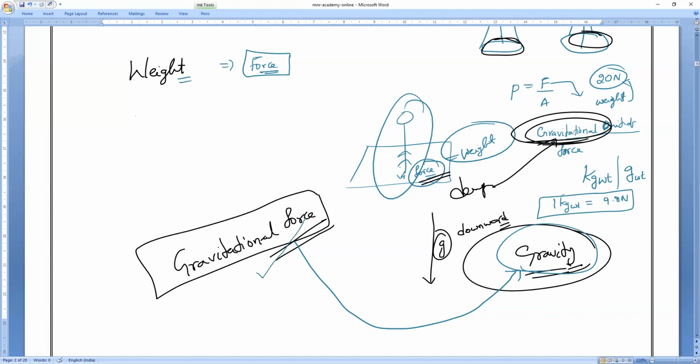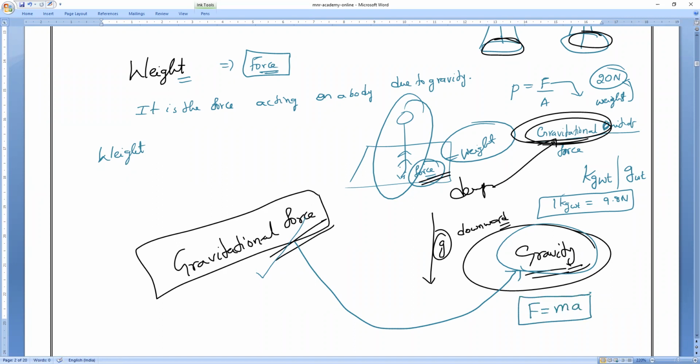So weight. Weight means it is the force acting on a body due to gravity. Understanding, all of you? That is what we call weight. So weight is like Newton's second law. What is the formula for F? Mass into acceleration. In the same way, weight is equal to mass into acceleration.